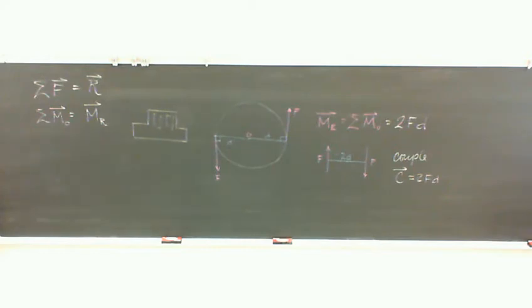Alright, so for each course you've got to get into X, Y, or I, J notation. It's only a two-dimensional problem. So the moments were calculated for the X and the Y direction.